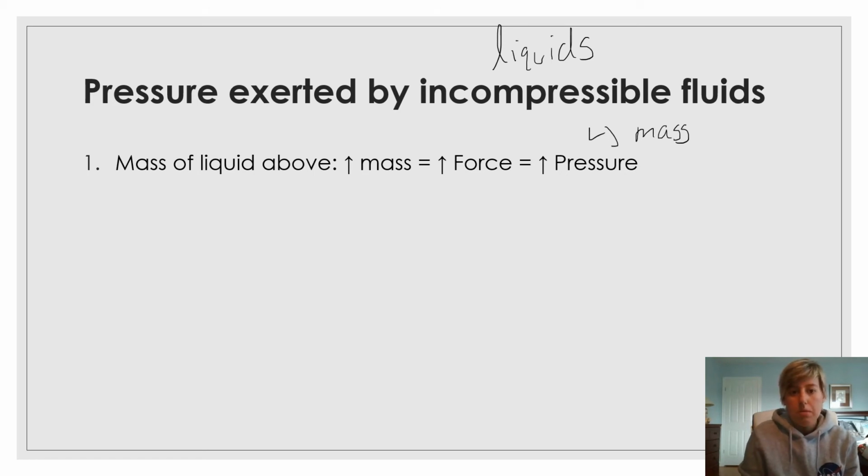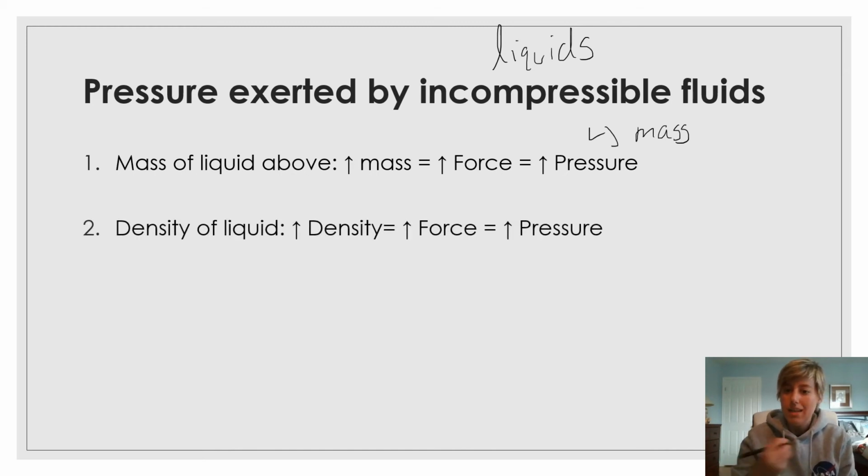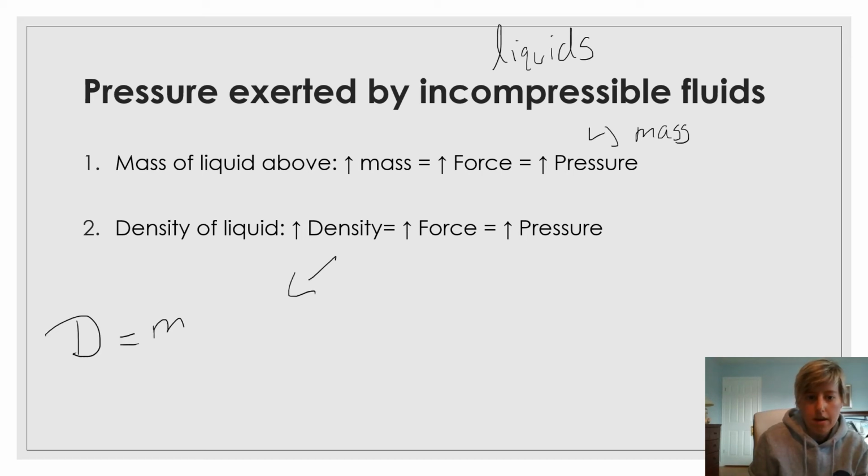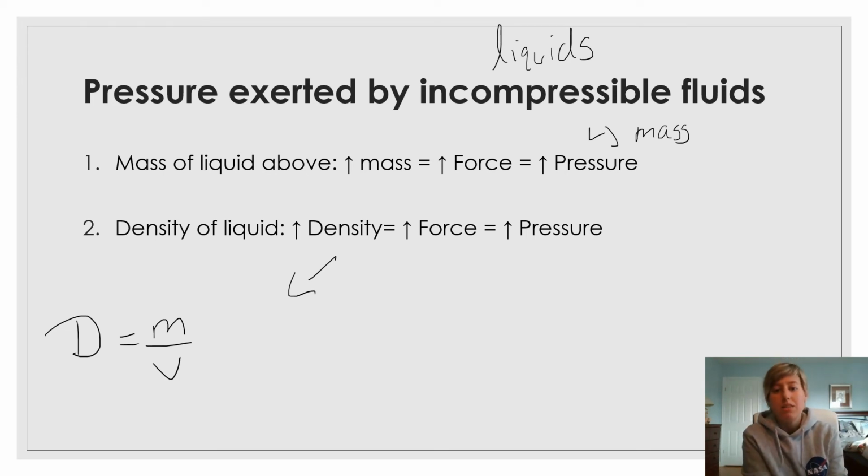Now, similarly to the mass of the liquid, the density of the liquid also applies. If my liquid is more dense, that means I have a greater mass to volume ratio, because again, density by definition is the amount of matter that you have per unit volume. So if I have a highly dense liquid, that means I have a liquid that has a high amount of matter. If I have a higher amount of matter, that means I'm also going to be increasing my force, which is leading to increasing my pressure.